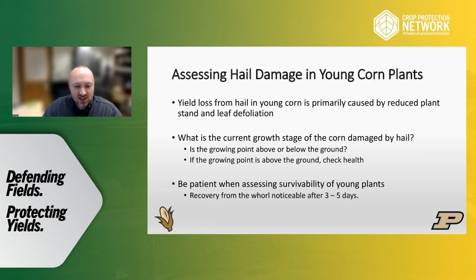And then if we understand, okay, maybe it's V6 or more progressed, that growing point is going to be out of the ground. So now we need to assess what is the health of that growing point. So if the growing point is above the ground, it'll be important at that point in time to actually split some stalks, find that growing point region and really look at the overall health of that growing point region. If we can assess the overall health of that growing point region, that'll give us a pretty good idea of whether or not that corn plant will survive or maybe that corn plant won't survive.